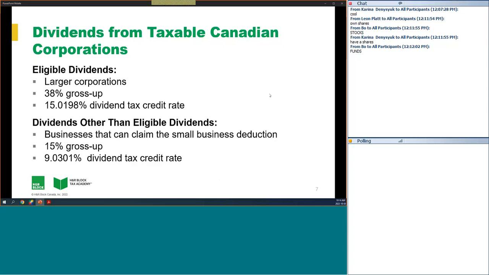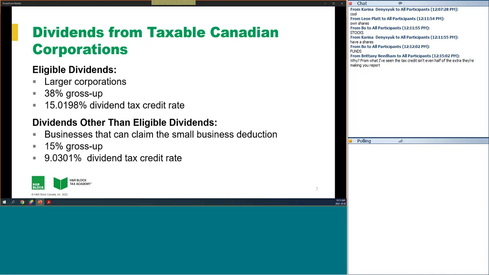So we have two different types of what are called gross ups and then a dividend tax credit. For eligible dividends, you gross up at a higher rate. So you gross up at 38%, and then you get a bigger dividend tax credit. For other than eligible dividends, because of the small business exemption, you only gross up at 15%, and then you get a slightly lower dividend tax credit. Keep an eye on these numbers. I'm going to come back to them again because we're going to practice doing this.